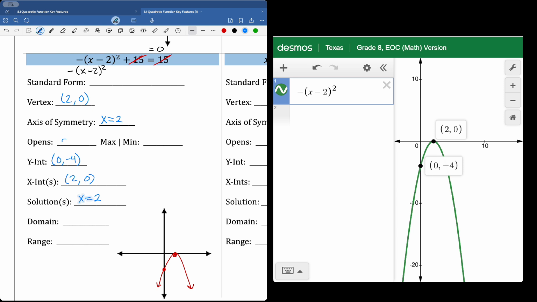This graph is opening down, which means it has a max. And since it's opening down, that means the range is going to be y is less than or equal to. Our max value is y equals 0. It doesn't go any higher than the 0 line. And so that means the range would be less than or equal to 0. And then the domain portion of this is going to be x is all real numbers.